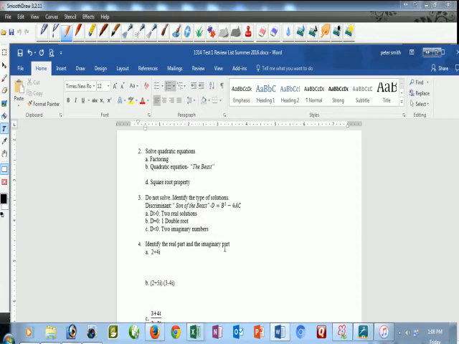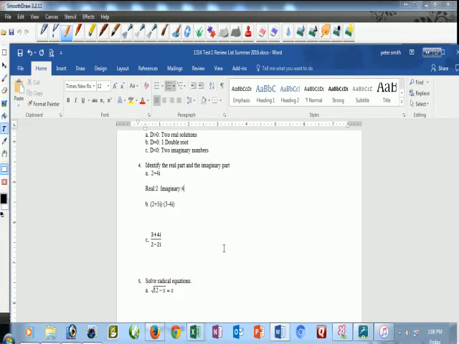Go from there. Number 4, 2 plus 4i. What's the real part? 2. What's the imaginary part? 4. How do you know it's imaginary? It has an i. Make sure you understand that the real part is just what? 2. The imaginary part is 4. Do not put the i. The i tells me that, hey, I'm imaginary.